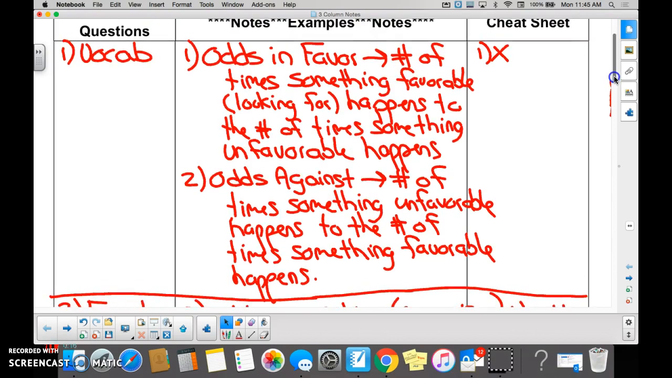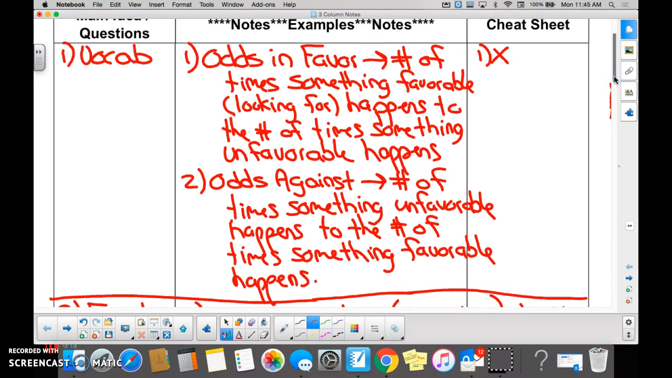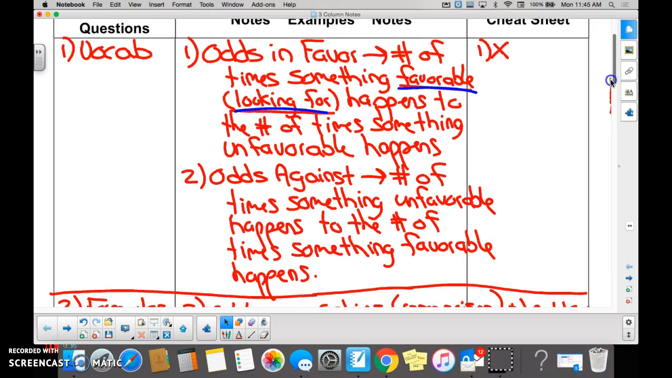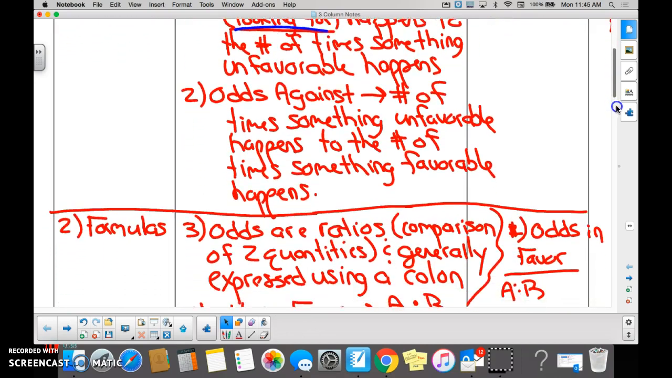What does favorable mean when we're talking about odds or probability? Looking for. What we're looking for. That's key. So favorable means what we're looking for. So odds in favor would be odds in favor compared to odds against, and odds against would be odds against compared to odds in favor. So unfavorable to favorable. Okay, this is going to make way more sense when you scroll down to number 2 and you find your formulas.